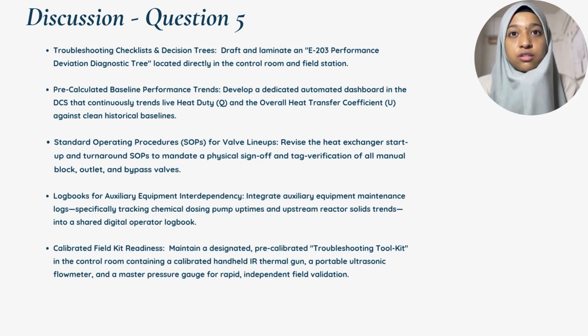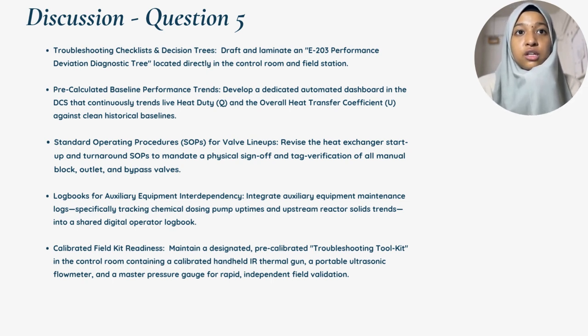Next one, standard operating procedure for valve lineups. Revise the heat exchanger startup and turnaround SOPs to mandate a physical sign-off and tagging of all manual block, outlet and bypass valves. Next, logbooks for auxiliary equipment interdependency. Integrate auxiliary equipment maintenance logs, specifically tracking chemical dosing pump uptimes and upstream reactor solid content, into a shared digital operator logbook. The last one is calibrated field kit readiness.